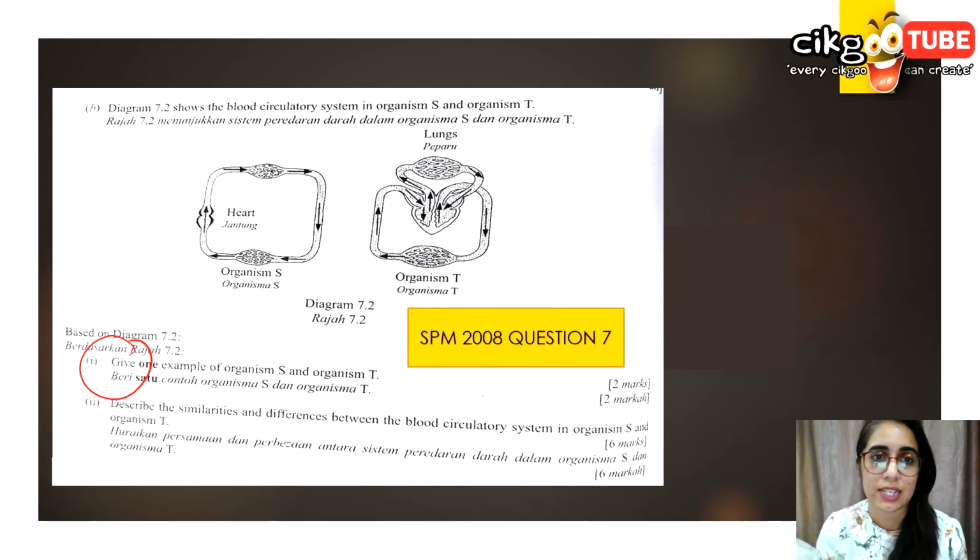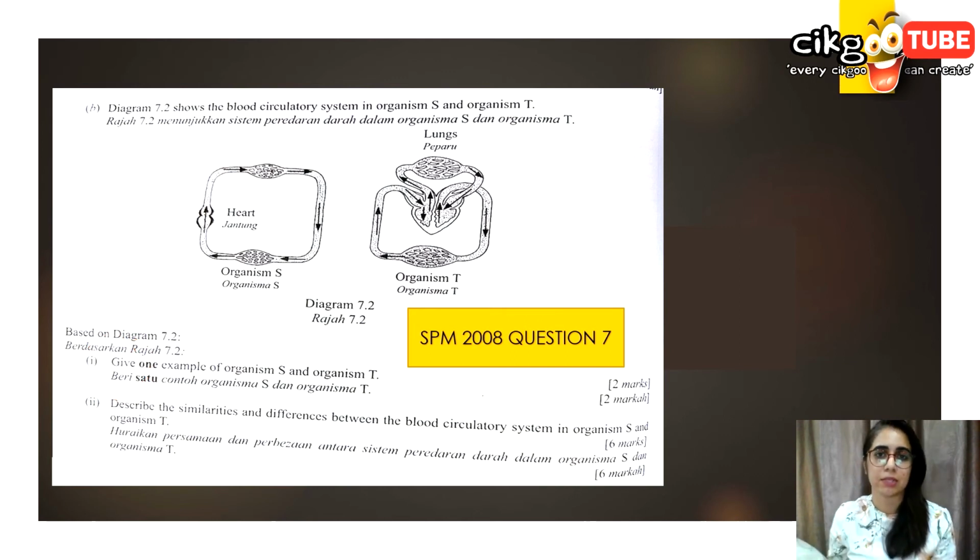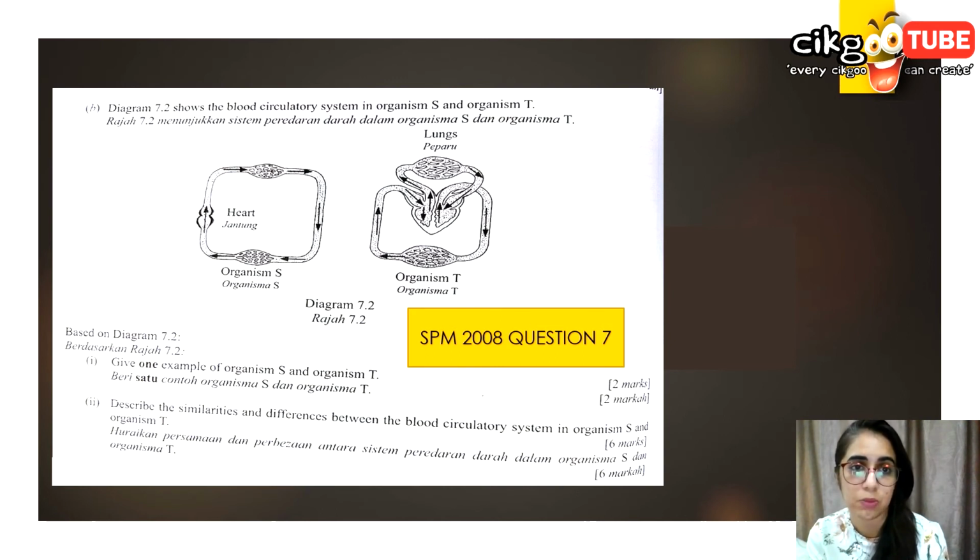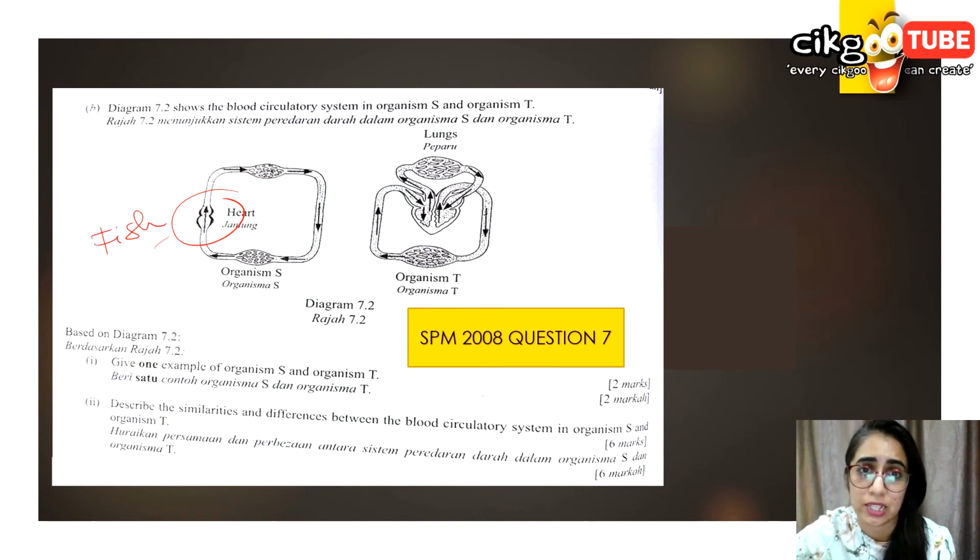Okay, next is SPM 2008 question number 7. Here they say diagram 7.2 shows the blood circulatory system in organism S and T. So you can see what is S, what is T. S is actually fish. You can see here there's only one heart and one ventricle, so this is definitely fish. And this one we have the lungs, to the capillaries, and then we have the 4 chambers heart, so this is definitely human.